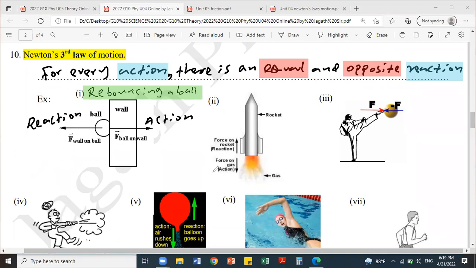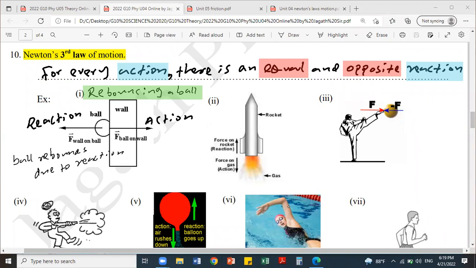So what is the meaning of equal? Equal means if the action is, say, 10 Newton, then the reaction also will be 10 Newton. That's the meaning of equal. Both are equal in magnitude. You can write that.